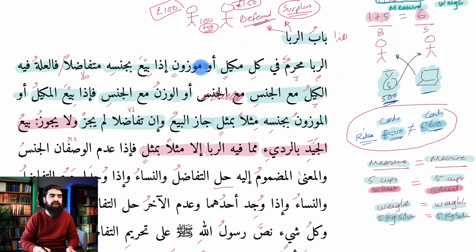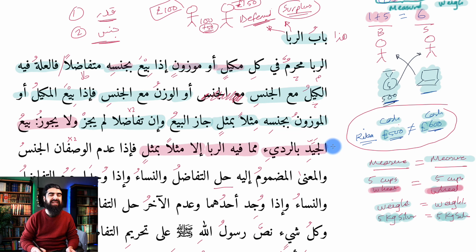Remember we mentioned makil and mawzoon and genus, right? So technically, if we were to write this down, we have 2 things that have to be met. The first, we call it qadr. Qadr means it's something that is tangible, weighed or measured. So weighed or measured comes under qadr, and the same genus over here. So these are the 2 things that we want to look for.